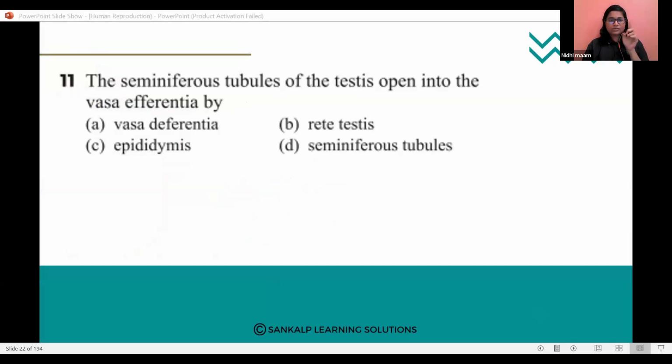Rete testis. The seminiferous tubules of the testis open into the vasa efferentia by the rete testis. Okay, Option B, is that the answer you chose? They are right. Rete testis, then it will go to the epididymis. In the epididymis, the sperms will be stored for a few days to mature. So the right answer for this question is option B, that is rete testis. Okay, next question.